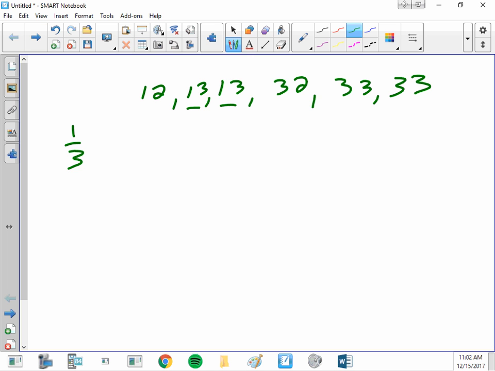Okay? And then 12, 13, and then these two change: 31, 32, and 33. What is the probability that the sum is 4? 3 out of 6, or 1/2. Does that make sense? All right, that takes care of set A.